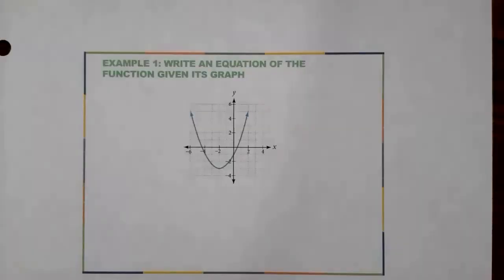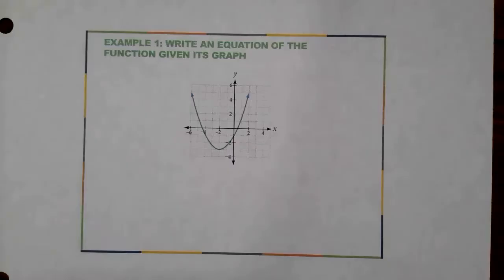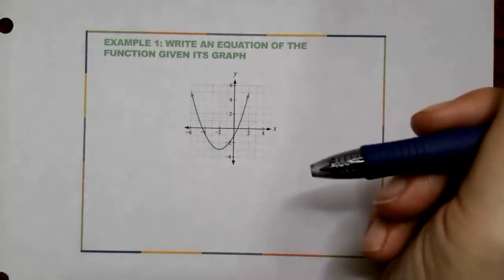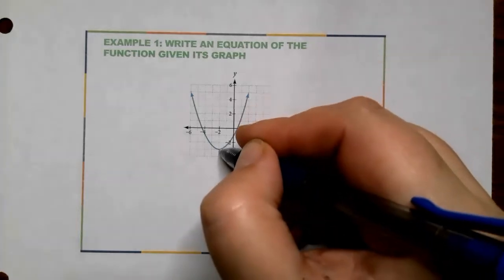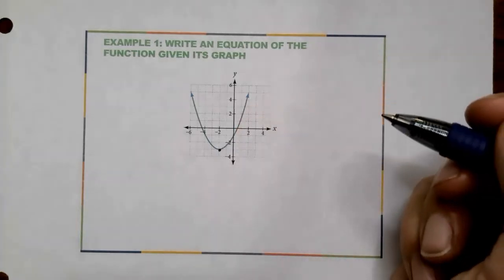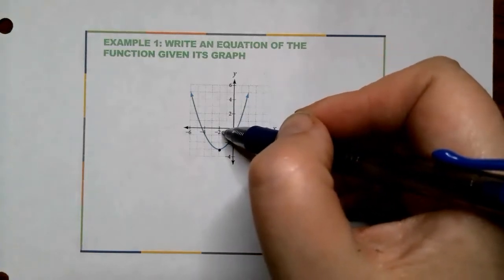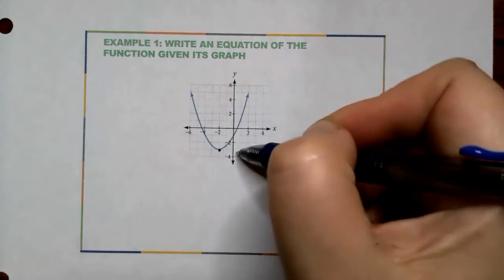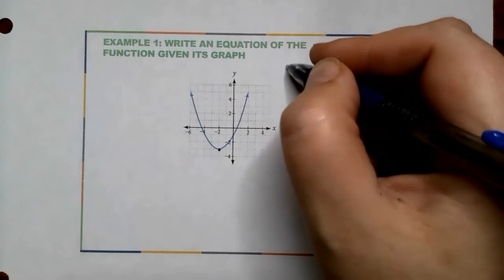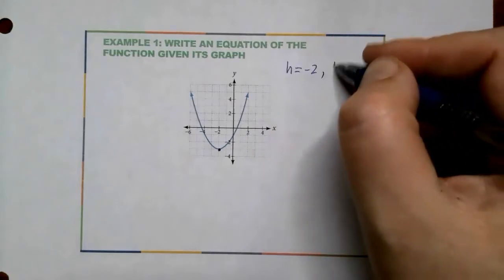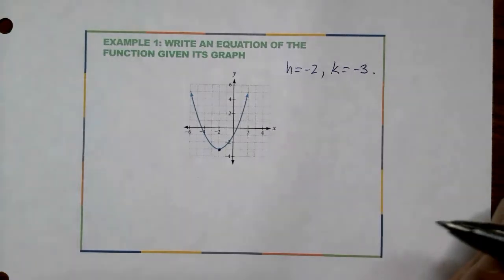Here's our next example. Write an equation of the function given its graph. There are actually two different ways to find that equation, and I'm going to show you both right now. The first step for both methods would be to find h and k first. So basically look at the vertex, and when you read the graph, you will figure out that h is -2 and k is -3.